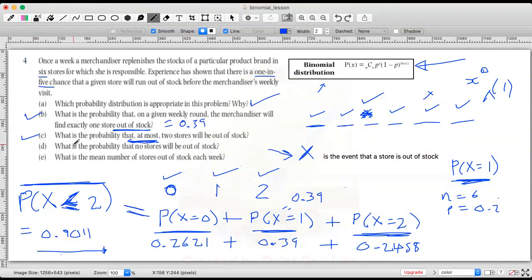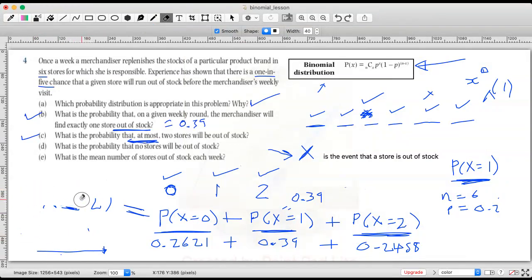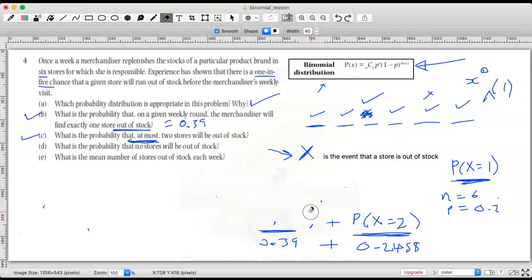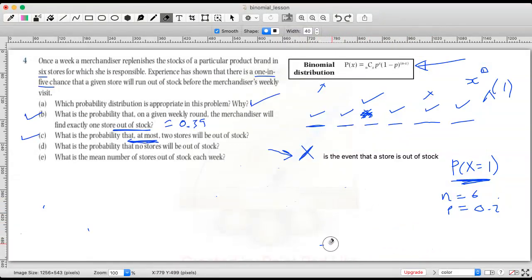Now, question D, I'd like you to give this a shot. Maybe work out and put the answer in the chat. So I'll give you a clue here, right? So read the question D. It's saying, what is the probability that no stores will be out of stock? So my first question to you is, what is the X value for question D? What is the X value? Maybe put that in chat.